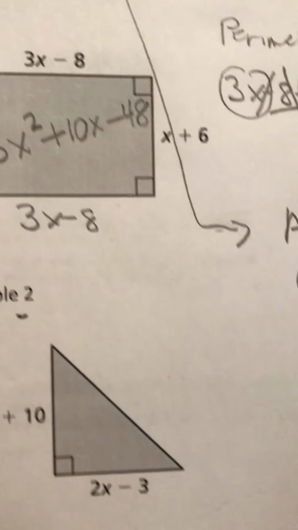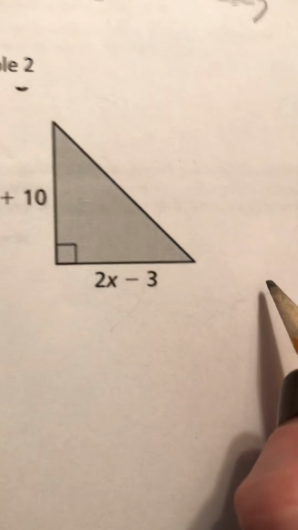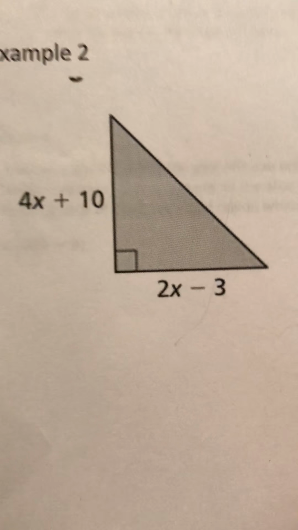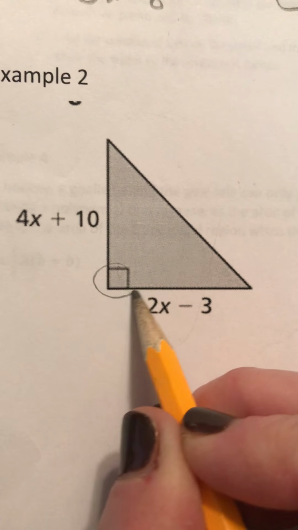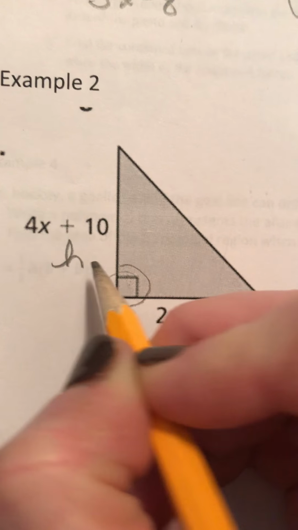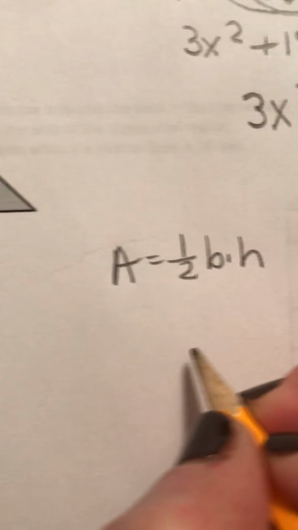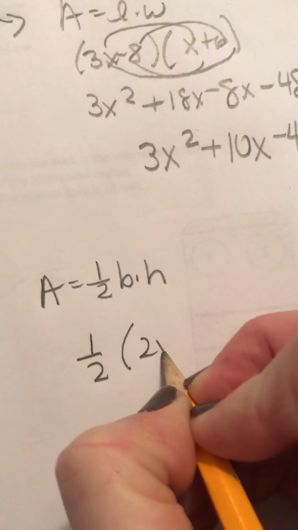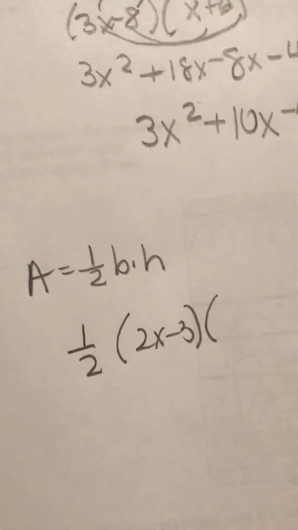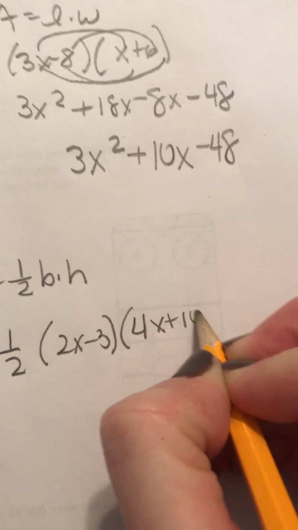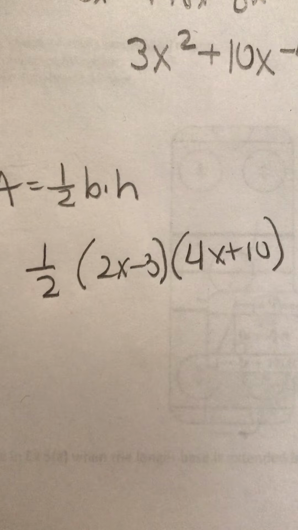For example 2, we have a triangle. So we have to give ourselves a little reminder here that the area of a triangle is half of the base times the height. A couple things about a triangle. We're always looking for that right angle. This happens to be a right angle, so this is our base and this is our height. So I'm going to just start filling in half. The base was 2x minus 3, and the height was 4x plus 10.